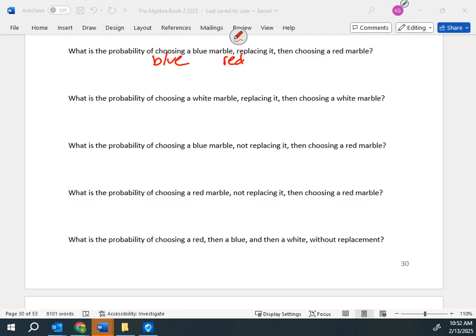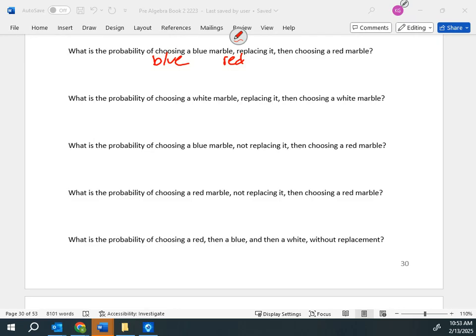And I can say, okay, this is that first event, what's its probability? It's my second event, what's its probability? It's my third event, what's its probability? Now I'm multiplying across. However many events there are, you just multiply straight across.